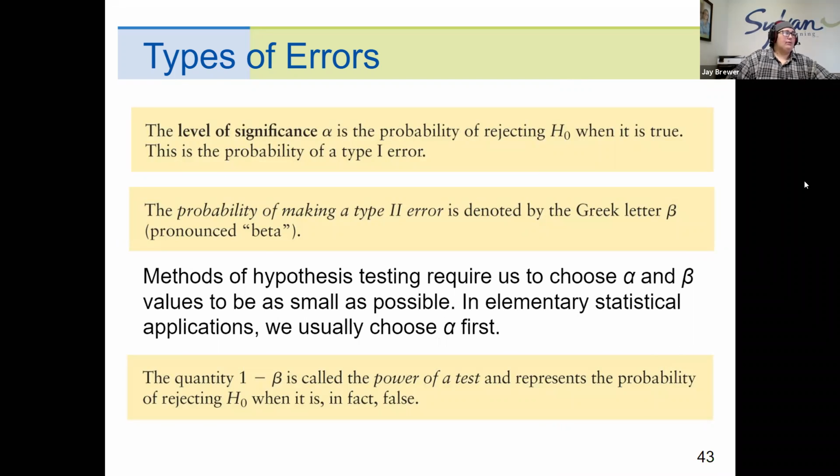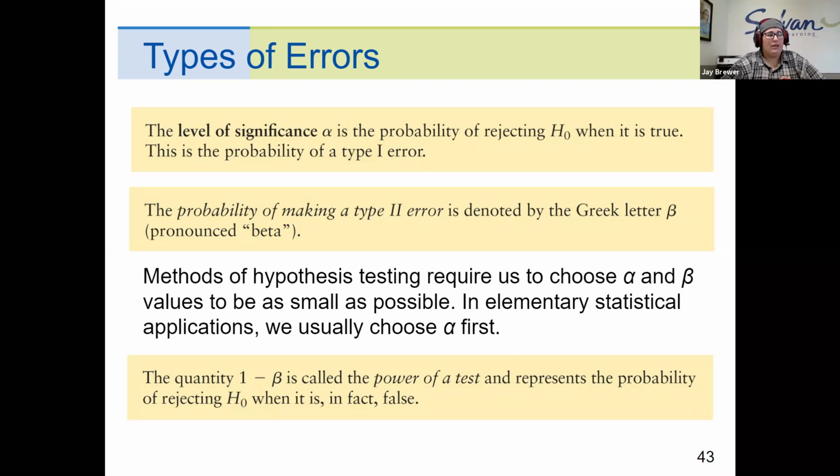Again, go ahead and pause and write all this stuff down. The level of significance there, it's written correctly. Alpha is the probability of rejecting the null hypothesis when it is true. This is the probability of a type 1 error. The probability of making a type 2 error is denoted by the Greek letter beta. Methods of hypothesis testing require us to choose alpha and beta values to be as small as possible. In elementary statistical applications, we usually choose alpha first. So it's kind of like alpha is a P and beta is a Q, but you definitely want to use the letters alpha and beta, okay?